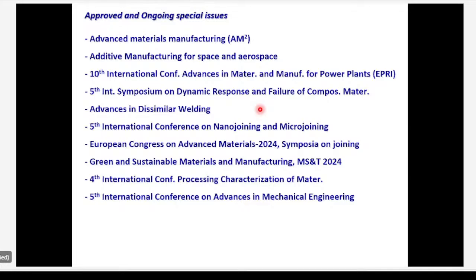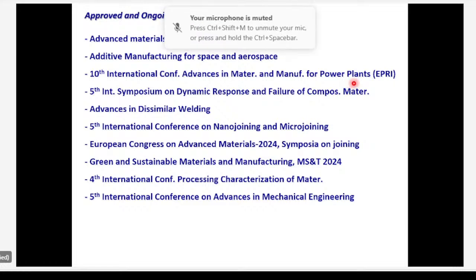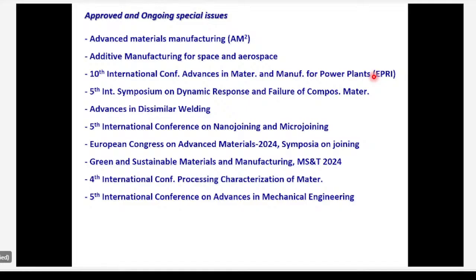So in addition to regular papers and review papers, we bring out special issues on specific topics. So these are some of the ongoing special issues. They're currently in progress: advanced materials manufacturing, additive manufacturing for space and aerospace. This is another one that is going to come up. People are submitting their papers and everything. And then some specialized conferences on materials and manufacturing processes for power plants. This is from US Electric Power Research Institute. This is from Italy, dynamic response and failure of composites, advances in dissimilar welding. This is from India and someone from Poland.